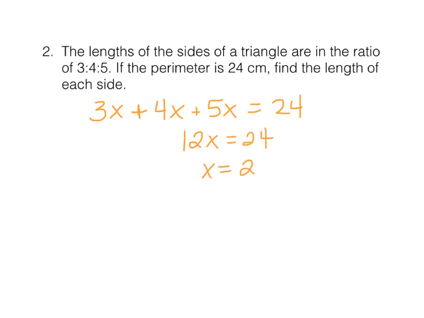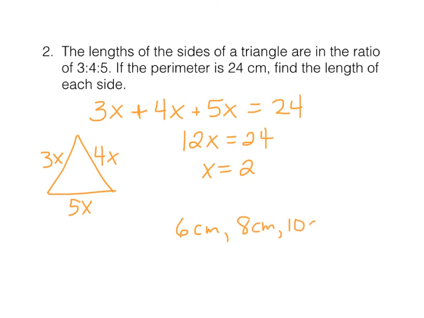Now you can't just stop there. Let's go back and think about what's up with this triangle. Now pretend it doesn't look equilateral. There's my definition of the variable. Because for the 3 sides of the triangle, it's 3 times this number I got, 4 times the number, and 5 times the number. Which means my solution is that the sides are 6 centimeters, 8 centimeters, and 10 centimeters.